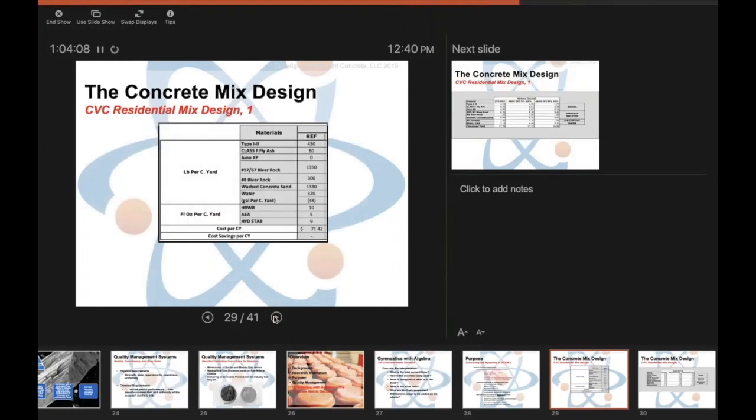PSI. 430 pounds total cementitious for our type 1-2 cement, 80 pounds for our class F fly ash. We have a nice river rock out here that we'll use, 57, 67 with the maximum size of about 3/4 inch. We have a number 8 rock, a nice river rock, 300 pounds of that. We got some concrete sand. We're using our water at 320 pounds per cubic yard, and we're using some good high-range water reducers.